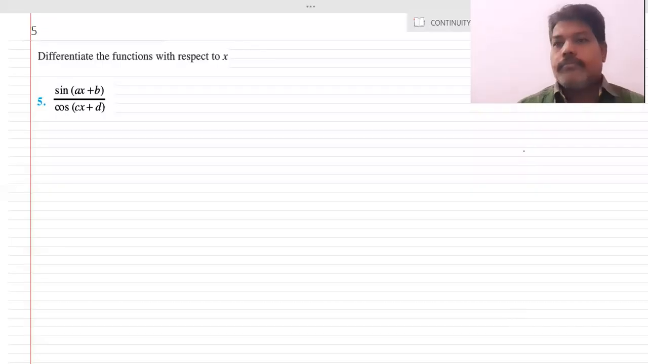So see the next question, students. Differentiate the function with respect to x: sine of ax plus b by cos of cx plus d. So what formulas are you going to use here? First you have to understand that in the previous question we already completed sine of ax plus b. So here first I will do that one.